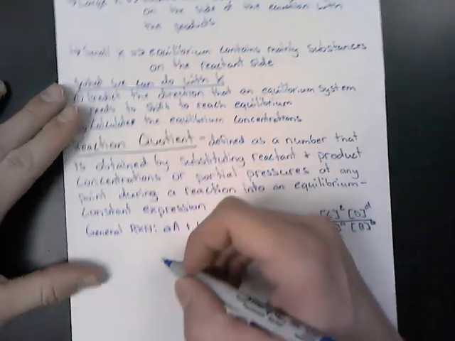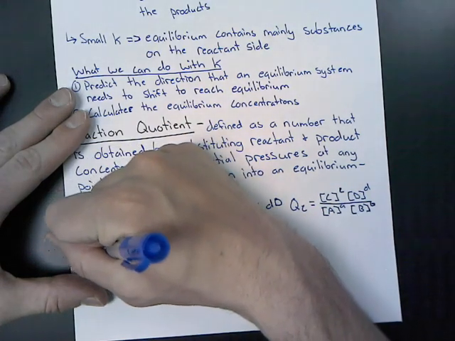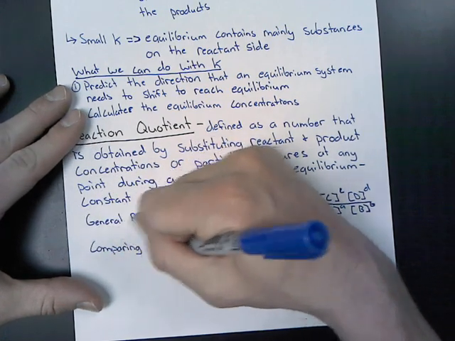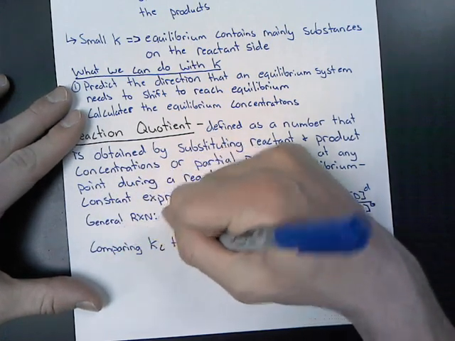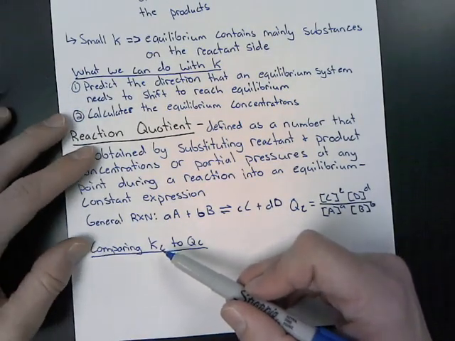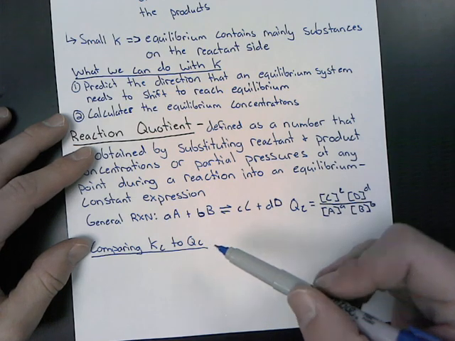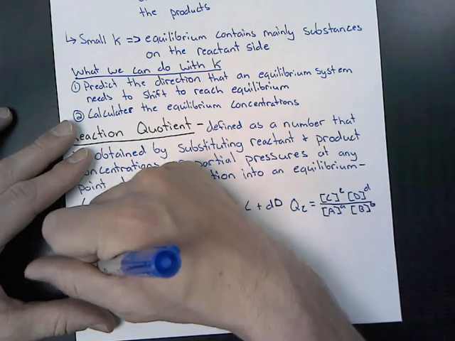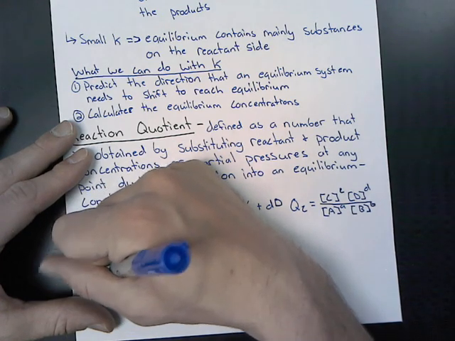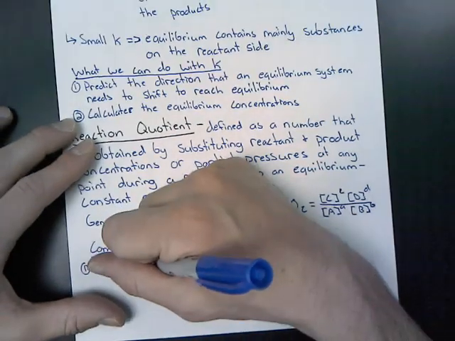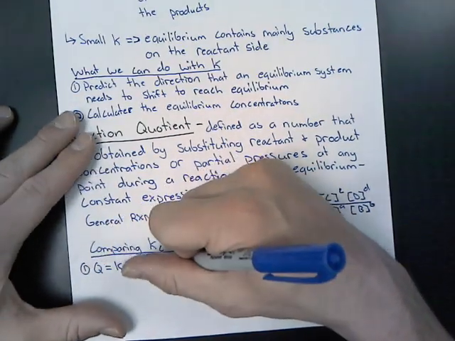So if we compare Kc to Qc, or if we put it in layman's terms here, if we compare the equilibrium constant to the reaction quotient, we can do a couple of things. So number one, our first option is Q is going to be equal to K. If this happens here, the system is at equilibrium.